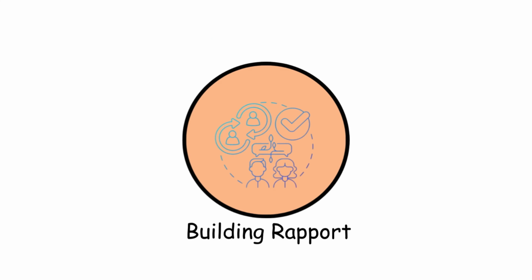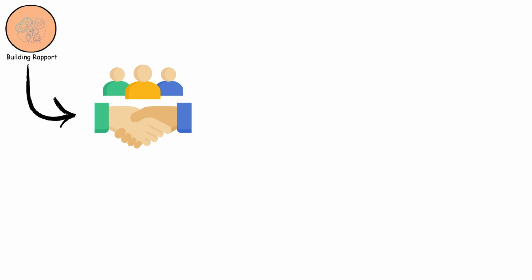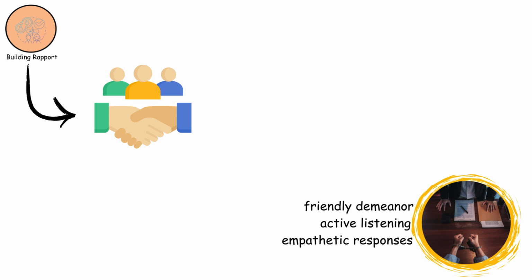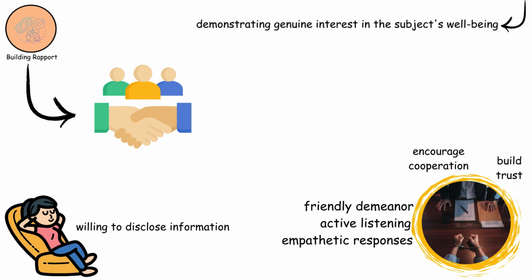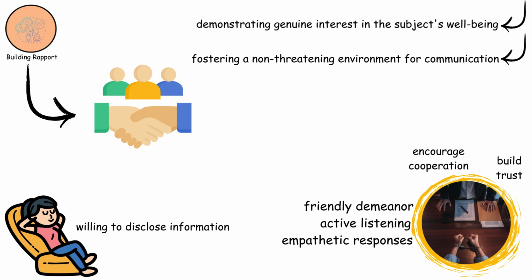Building rapport. Establishing rapport involves creating a positive and empathetic connection with the subject. Interrogators may use friendly demeanor, active listening, and empathetic responses to build trust and encourage cooperation. Building rapport can make the subject feel more comfortable and willing to disclose information. It involves demonstrating genuine interest in the subject's well-being and fostering a non-threatening environment for communication.